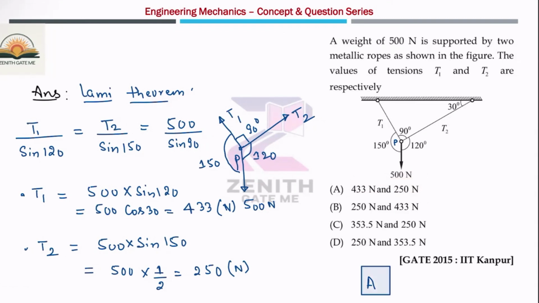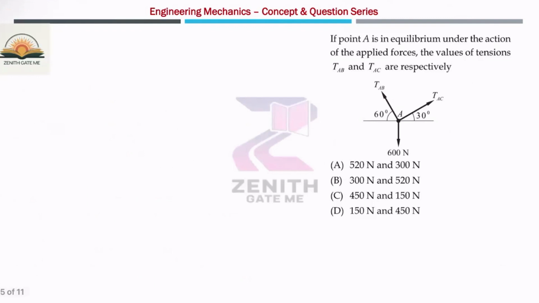Option A. Okay. Now move to the next question. If point A is in equilibrium under the action of applied forces, you have to calculate the value of tension TAB and TAC. Okay, so this is also a GATE problem only. How will you solve this problem? By using the same relation, by using Lami's theorem.